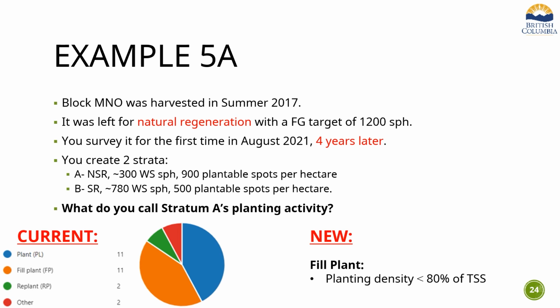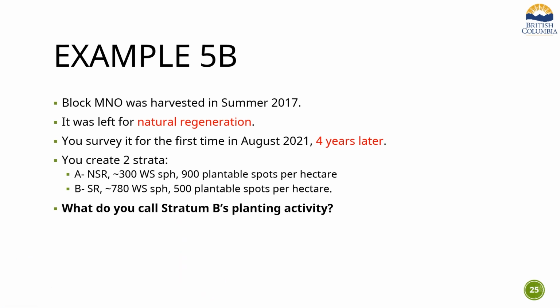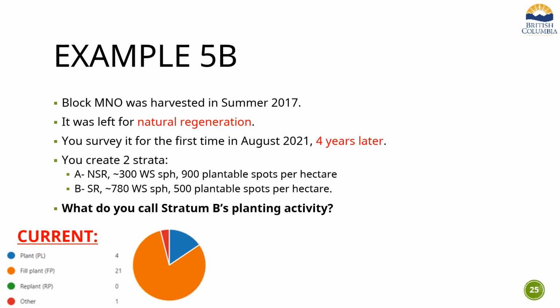All right, next, what do you call the plant on stratum B? It has 500 plantable spots. This led to more consistent results across licensees. Almost everybody would call it a fill plant. That again aligns with our new definition. Since planting density is below 80% of the target, it would indeed be a fill plant.